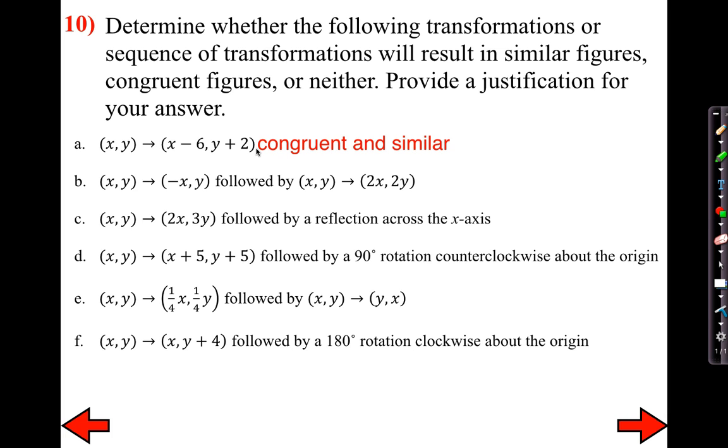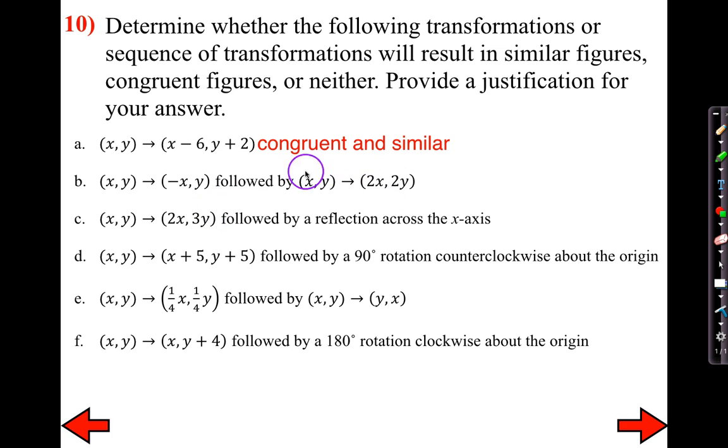But you notice here that I also included similar. Why? Because once again, similar figures are created from dilations. Couldn't it be possible to have a dilation with a scale factor of 1? Absolutely. With a scale factor of 1, the shapes are exactly the same. They are congruent. So all congruent shapes are considered to be similar. Basically, a scale factor of 1.